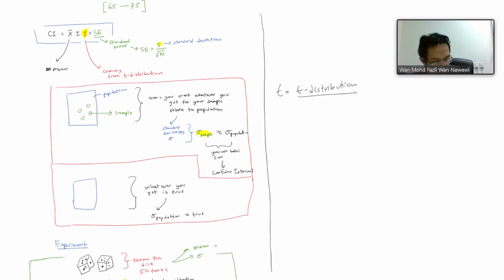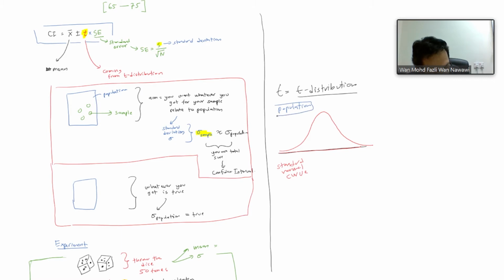T distribution. When you talk about the population, normally we deal with what we call the normal curve. So when you deal with the population, you have what we call the standard normal curve. You get this standard normal curve for the population. Let's say this is a population.